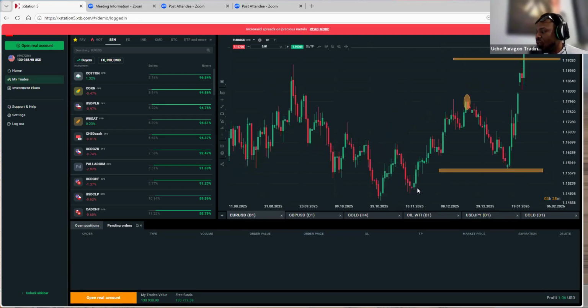For example, what you see happening here is that the dollar is fading off. Dollar is fading. Dollar is seriously fading.